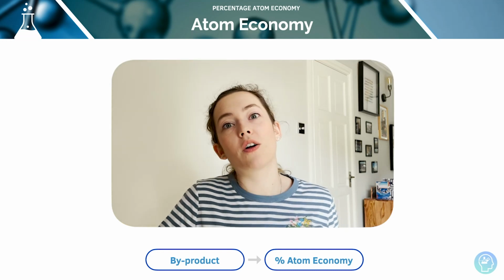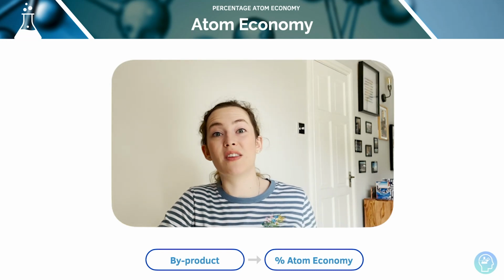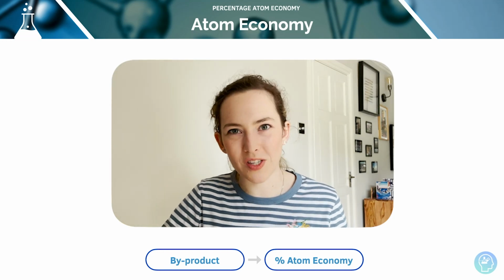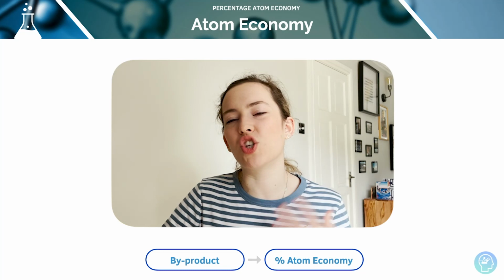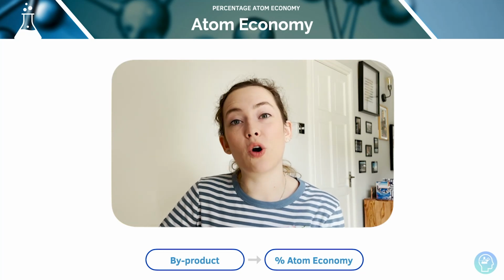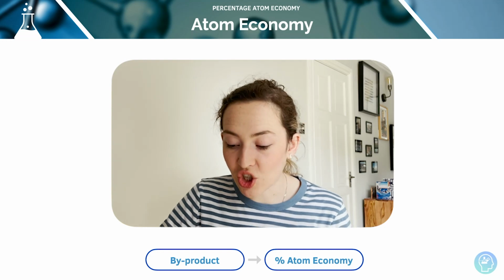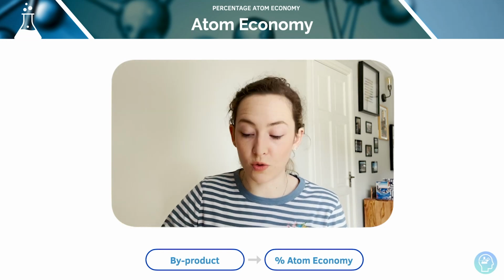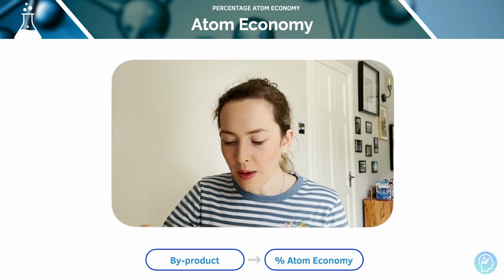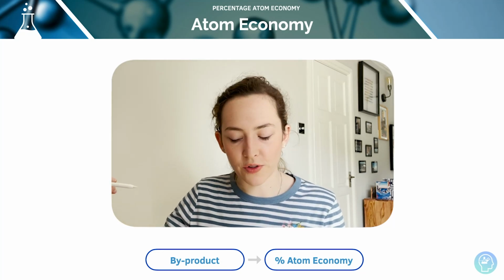So the byproducts, they are secondary products made during the synthesis of another product that we actually want. And really, as an engineer, we'd want to reduce the amount of byproducts made. And so the percentage atom economy is a way to measure how much of the reacting particles become the desired product of a reaction. So the desired product excludes all the byproducts, of course.